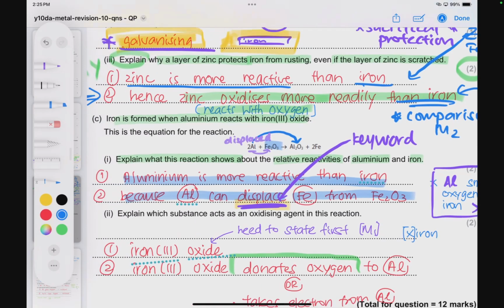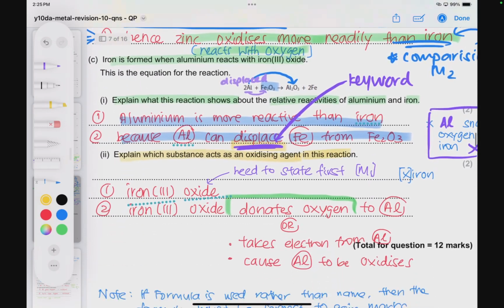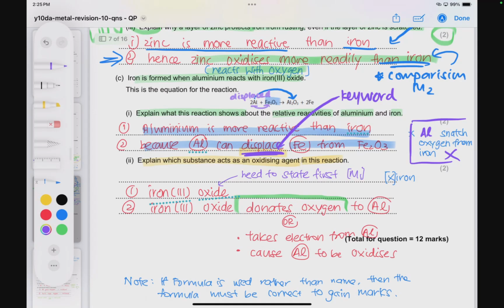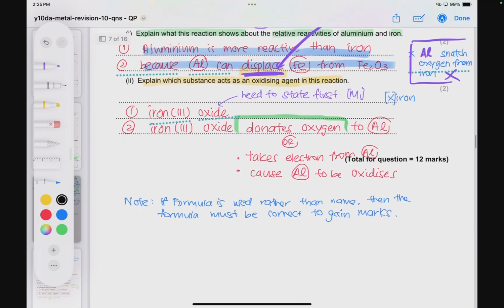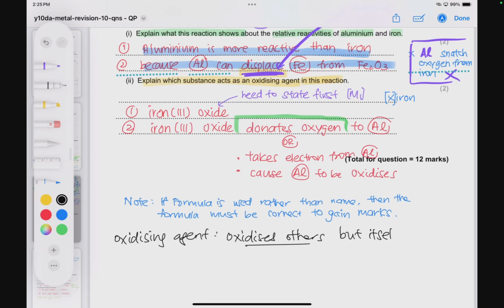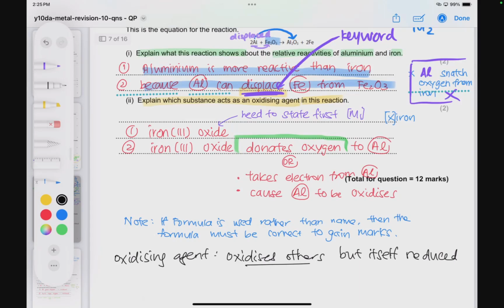Alright, finally, it's the last question. Explain which substance acts as an oxidizing agent in this reaction. So what exactly is an oxidizing agent here? Let's just take a moment. An oxidizing agent is one that oxidizes others but itself is reduced. So in order to answer this question, first you must state which one is the oxidizing agent, and then you need to explain why, because of the word explain.